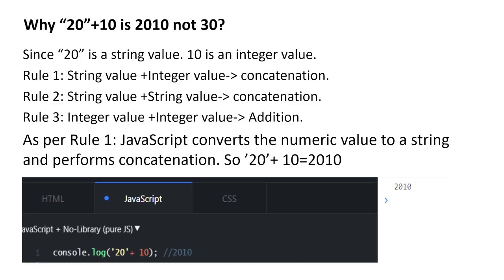Why is "20" plus 10 equal to 2010, not 30? Since 20 is a string value and 10 is an integer value, there must be some rule. Rule number 1: string value plus integer value is a concatenation operation. String value plus string value is a concatenation operation. Integer value plus integer value is an addition of two numbers. So as per rule 1, JavaScript converts the numeric value to a string and performs concatenation. So 20 plus 10 equals 2010.